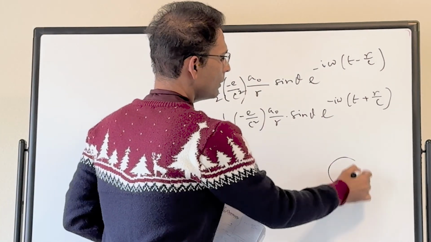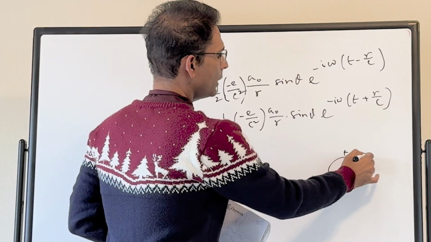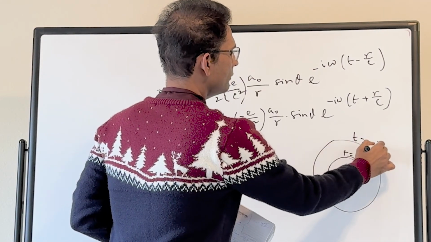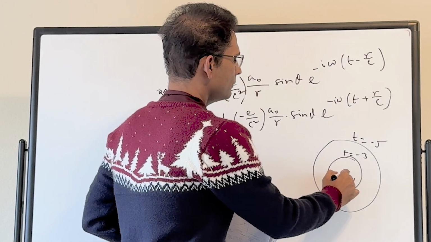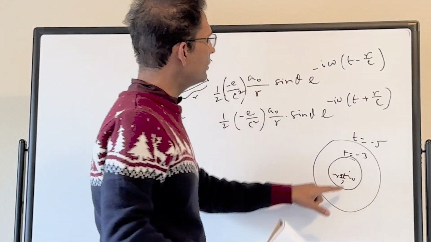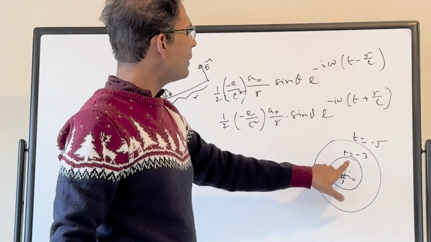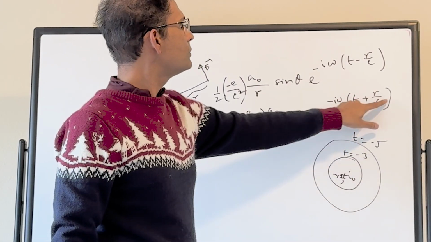Because you have t plus r over c, this denotes a wave where, if this is t equal to 0, then this is t equal to -3, this is t equal to -5, and so on. So this is t equal to 0 and r equal to 0, so this thing is 0. Now you see, when r is positive, you need a negative t to make this 0.